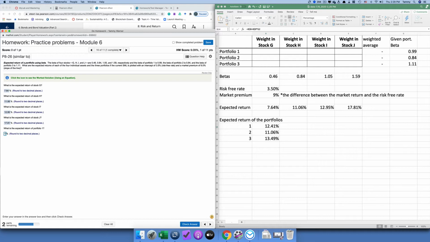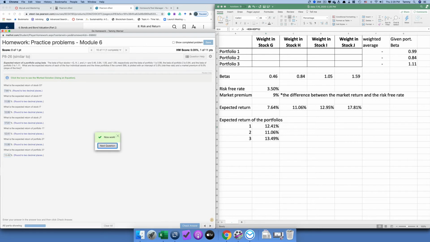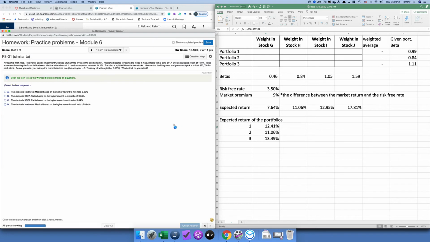So let's see, it's 12.41. And 11.06. And 13.49. Okay, so there it is. So that's how you use beta to estimate the returns on both individual assets and on portfolios.